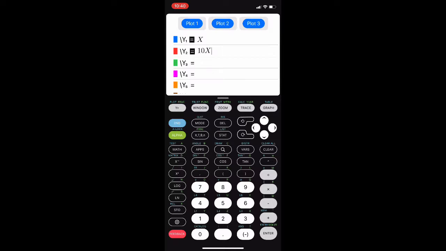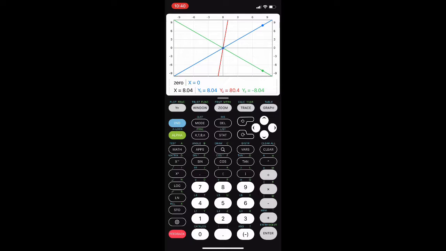What would happen if we make it a negative x, y equals negative x, or f of x equals negative x? You guessed it, it's a falling line like the green one.